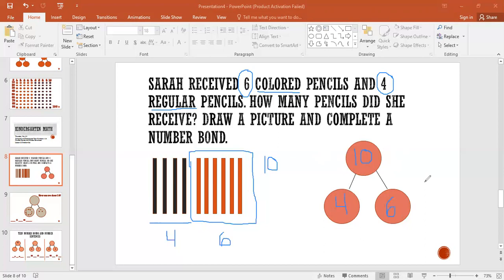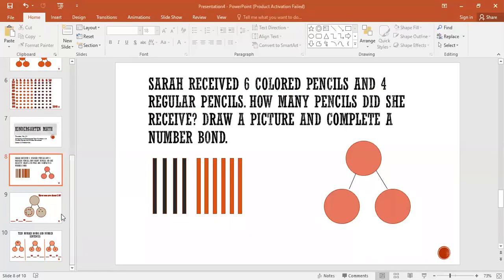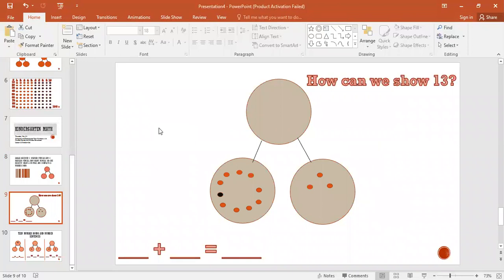Great job, guys. We did a practice of our number bonds and creating a picture for our problem. We will be doing number bonds with teen numbers today. So let's hop on over to our first slide. I have a question here. This says up here, how can we show 13? I have my teen number 13. Can you remind me how we say 13 the say 10 way?